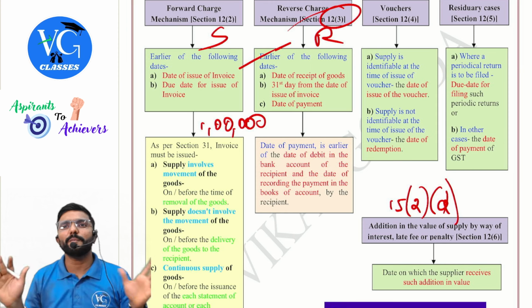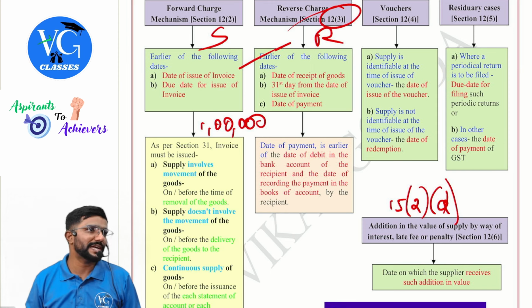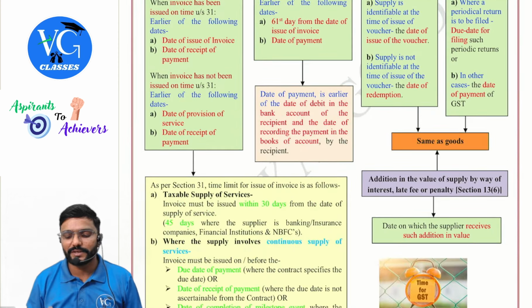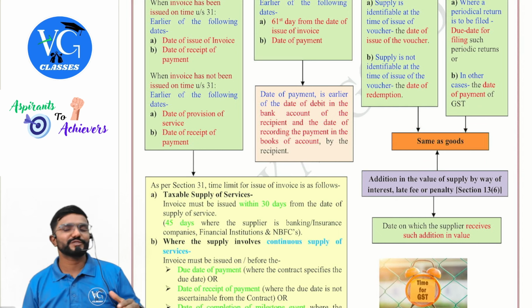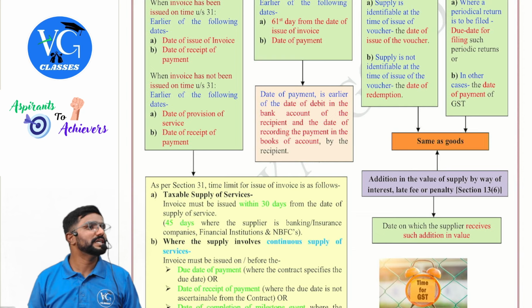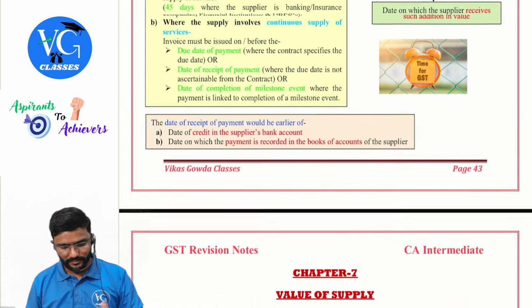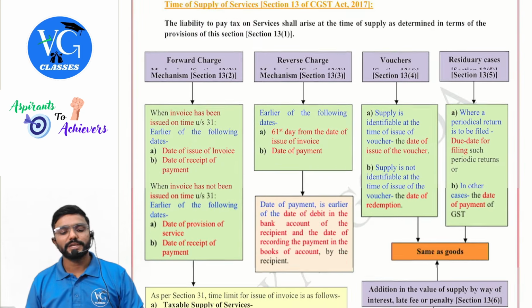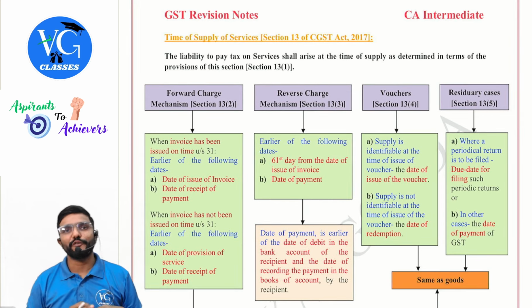Rest 3 sections are copy paste for both goods as well as services. Here itself I have given same as goods. If I studied properly these 3 subsections for goods, again it is same for services, guys. So this is all about the time of supply provisions, guys.